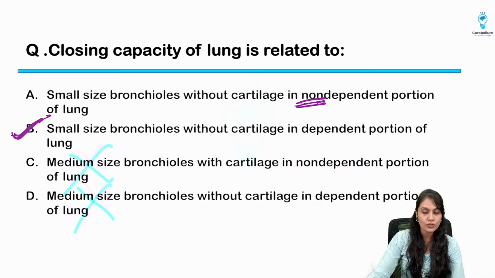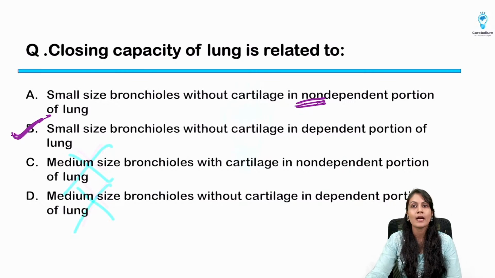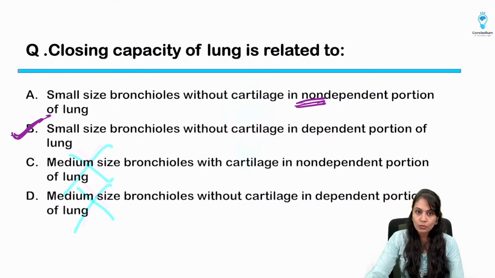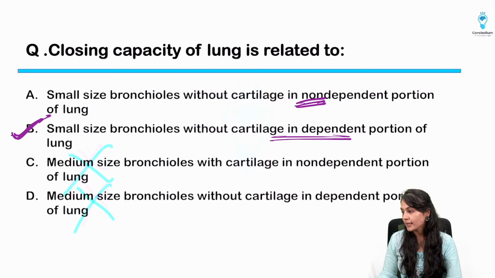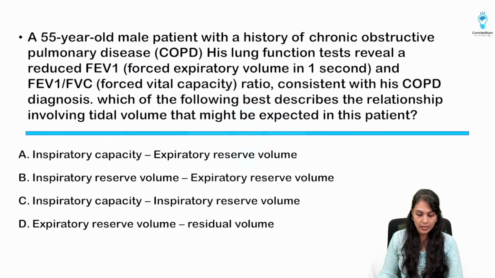Without cartilage, first of all understand, both are without cartilage. Why? Because the alveoli do not contain any cartilage, right? So they have given that just to confuse you. And once the dependent part alveoli close, especially in the upright posture, it is the basal alveoli which are going to close first, and that is going to give us the closing volume when we add up to the residual volume. Sahil, okay, I addressed you. Mohammad Said, yes, you are correct, and Shivanshu, you are also correct.